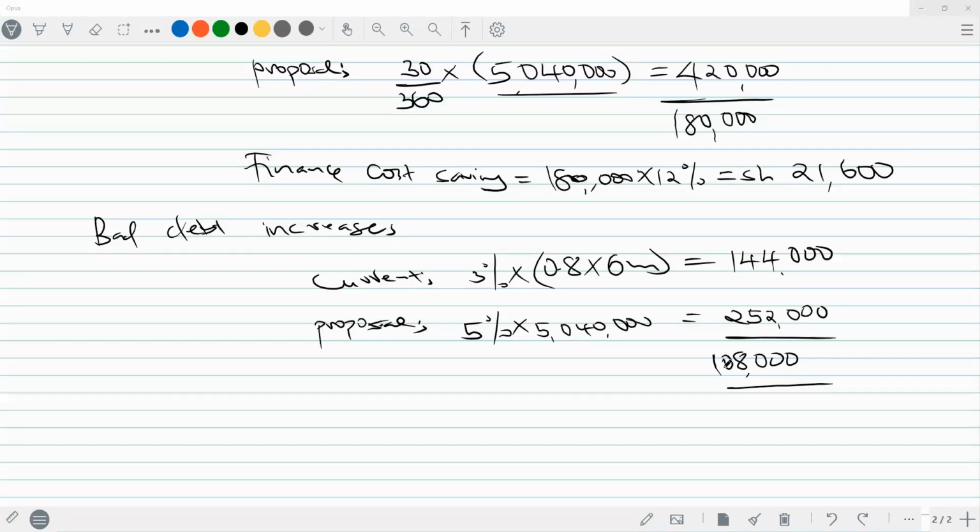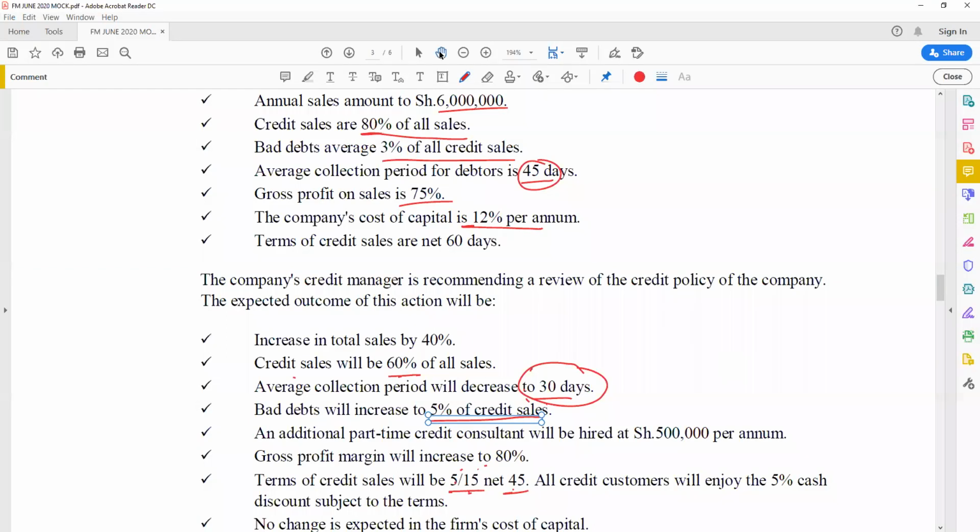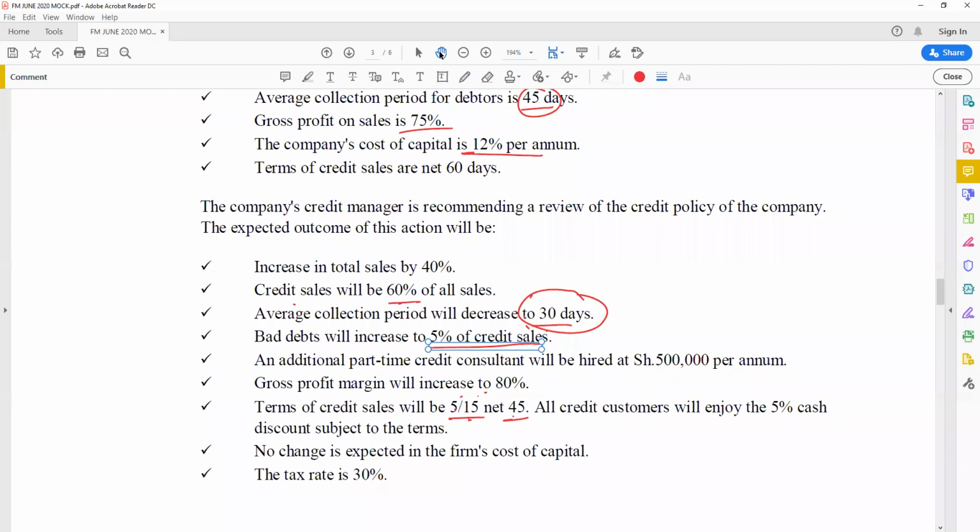Okay, so I think you've done that. What remains? The company will employ a consultant for a fee of $500,000 per year. So we shall take note of that. And that is it. And of course, we pay tax if there is any incremental saving. I think we have done all the workings. Now I think we can present our solution.